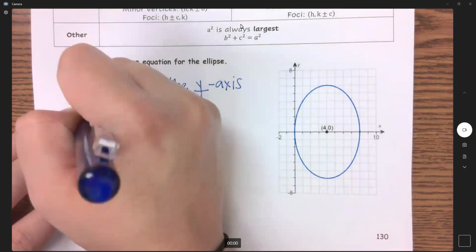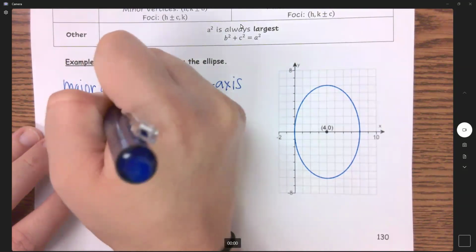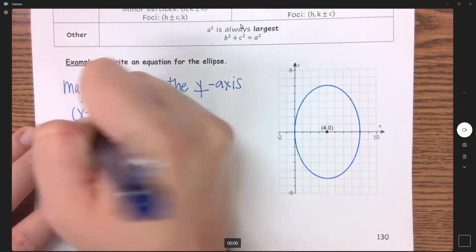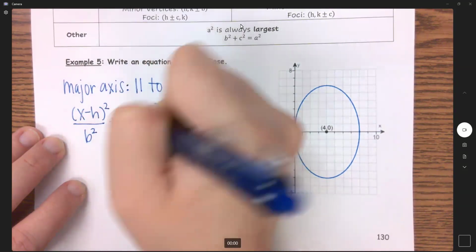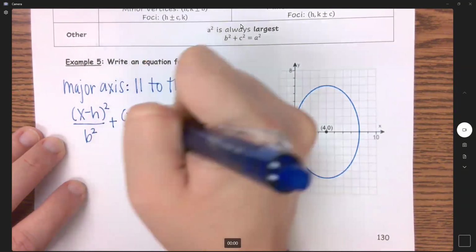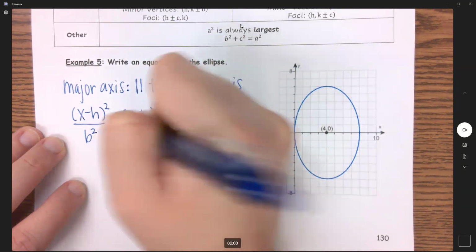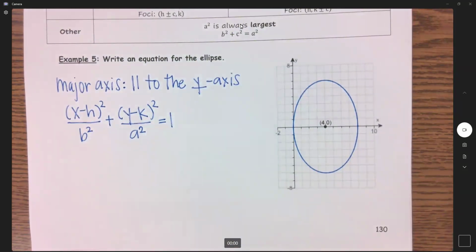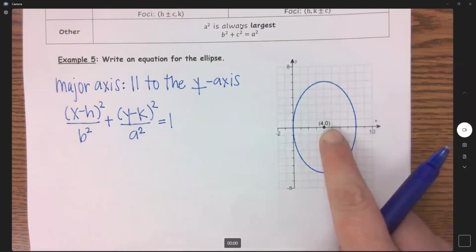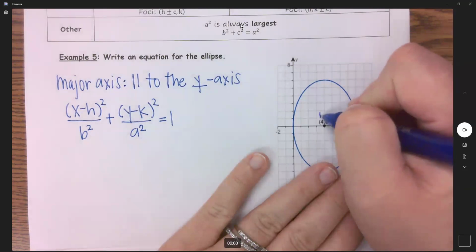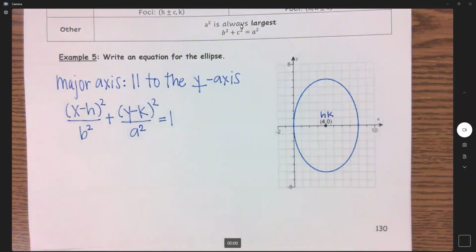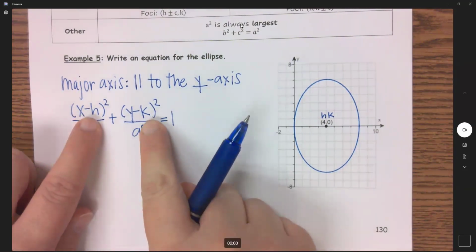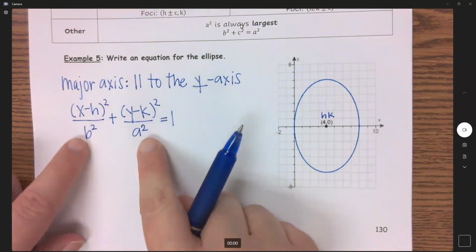So we have (x minus h) squared over b squared plus (y minus k) squared over a squared equals 1. So I need 3 things. I need the center, and I can see the center right here. My center is at (4, 0), so there is my h and there is my k. So I know what I'm plugging in for h and k. Now I need my a and my b.